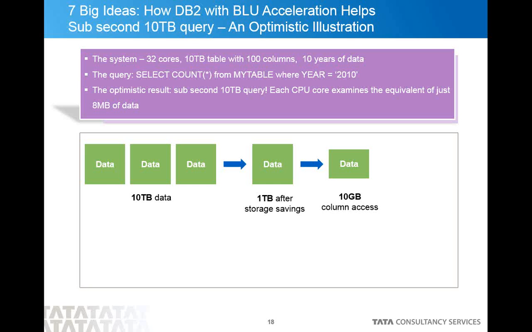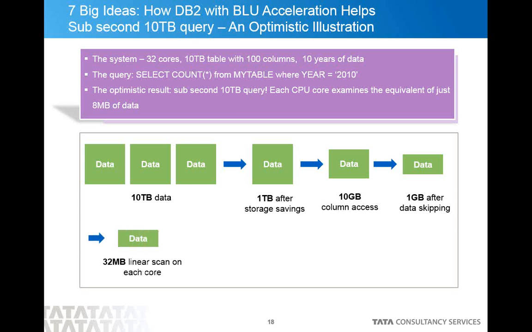Now we have 100 columns in the table, and we are interested in a single column, year equals 2010. So we will be fetching only the pages that belong to a particular column. So we divide it by 100, and the effective data volume comes down to 10 GB. Now when we implement data skipping, that is, we are interested in a particular year out of 10 years of data, so the effective data comes down to 1 GB. Now we can see that 10 terabytes of data has come down to 1 GB of effective data.